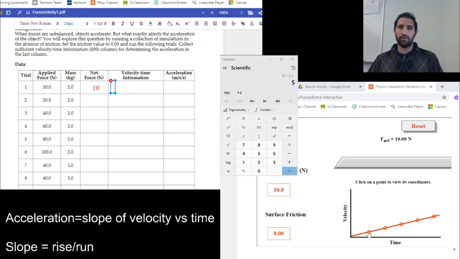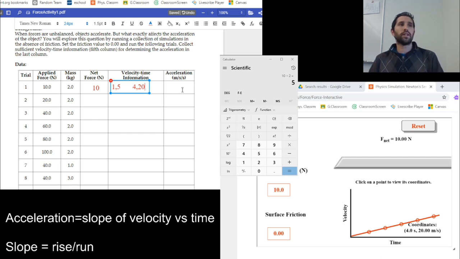I'll click on this one, for example, and it gives us its coordinates: 1 second and 5 meters per second. So I'm going to put that there. I'll just put the numbers, 1, 5, and I'll put some space. And then we're going to pick another point on the same graph. And I have 4, 20: 4 seconds and 20 meters per second. So I recorded that information here.